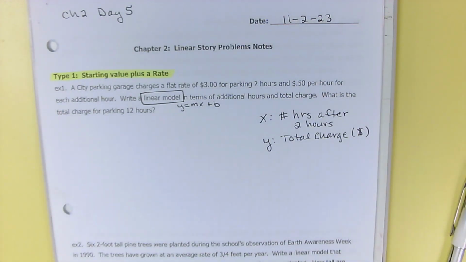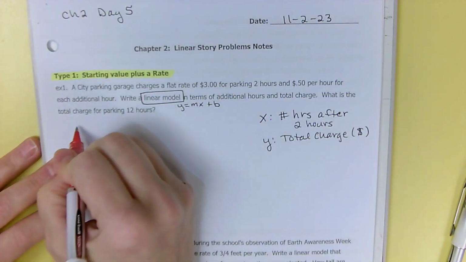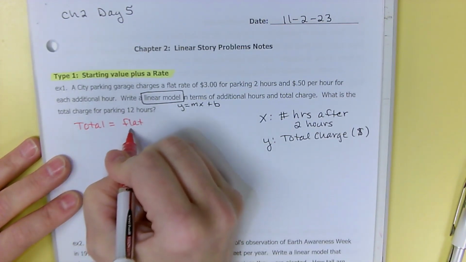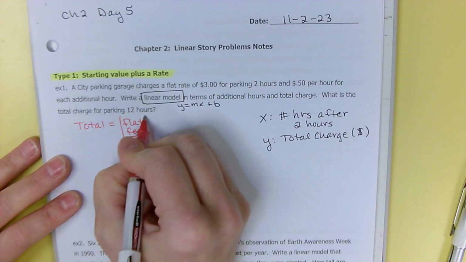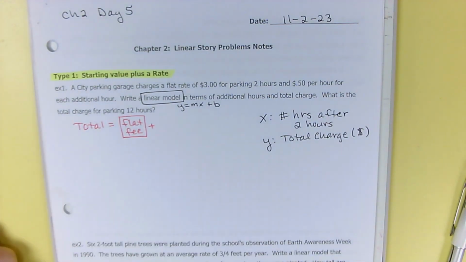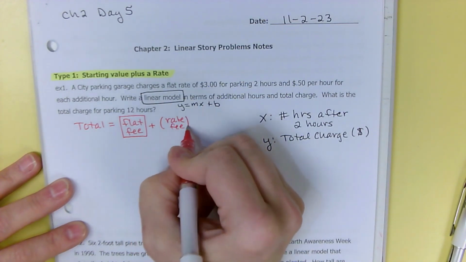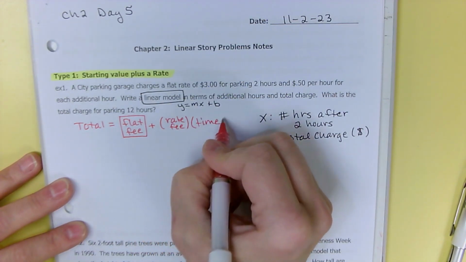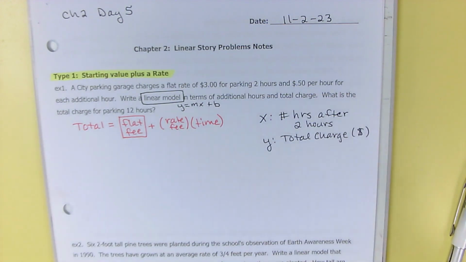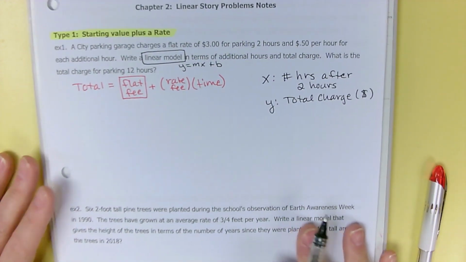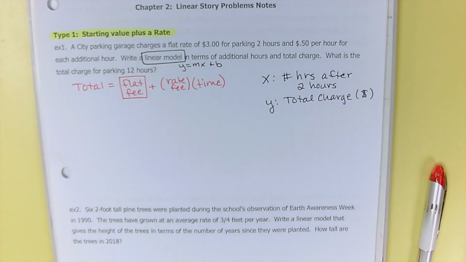So the basic pattern of this is you have a flat fee plus a rate. So your pattern is you have a total equals some kind of a flat fee that you pay up front, plus you have some kind of a rate fee, and in this case, multiplied by time. So that's your basic format. If they ask you to write your equation in words, that's what we just did. Those are the words. Now we're going to fill in our letters.